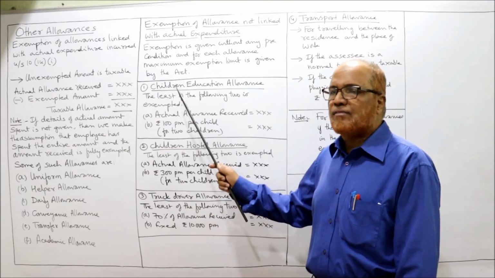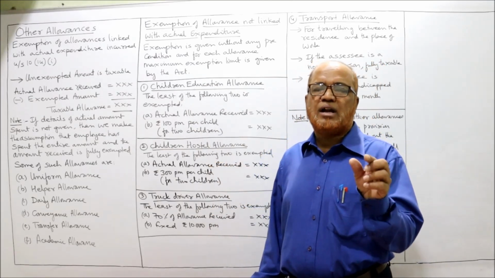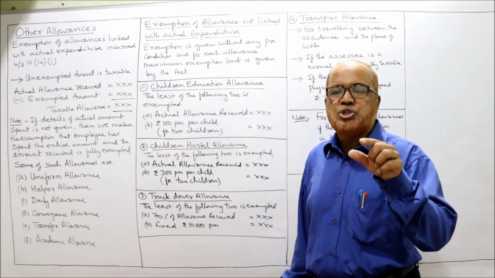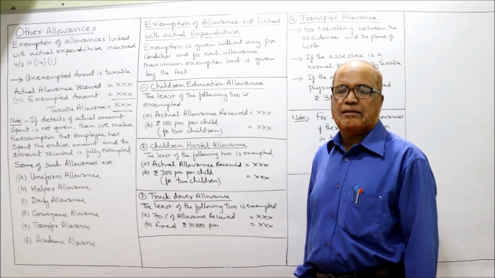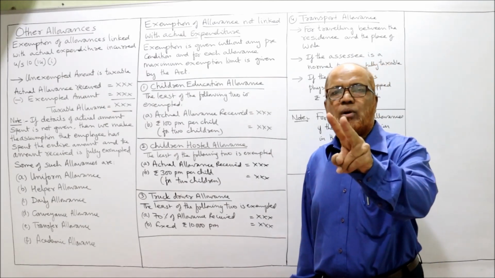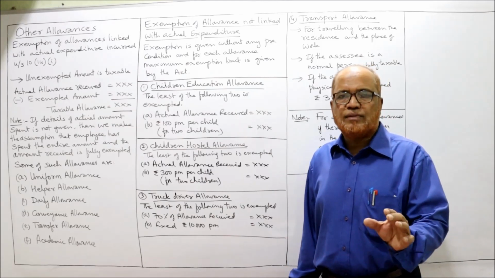Examples of such allowances: the first one is children education allowance. A specific provision is given under the Income Tax Act regarding children education allowance given by the employer to the employee. The least of the following two amounts is exempted, the remaining is taxed. The least of the two.